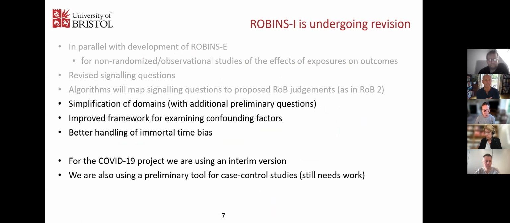For this project, in the COVID-19 observational studies, we're using an interim update of Robins-I. It's not the same as the published one, and it's not quite how the major revision will look. But we're also using a version for case control studies that we have developed. It still needs a lot of work, but I think it's working for us when we encounter the case control studies, and particularly test negative studies, which are a particular type of case control study often used in vaccine research, and a lot of them in the COVID area. I think Jonathan may mention those.